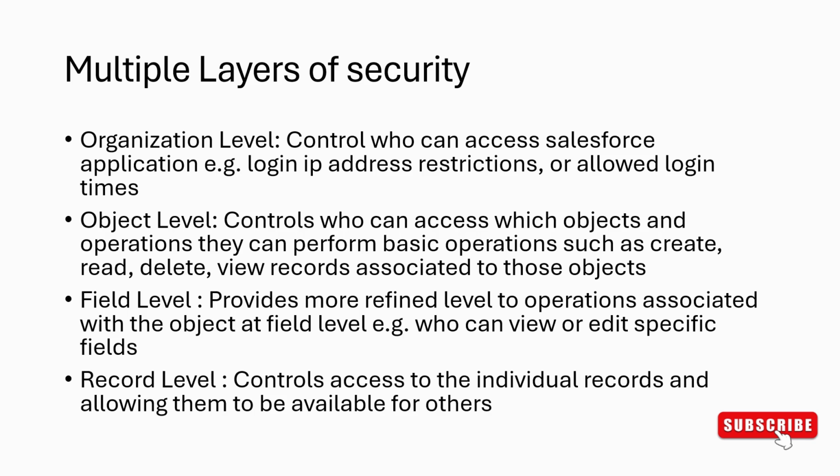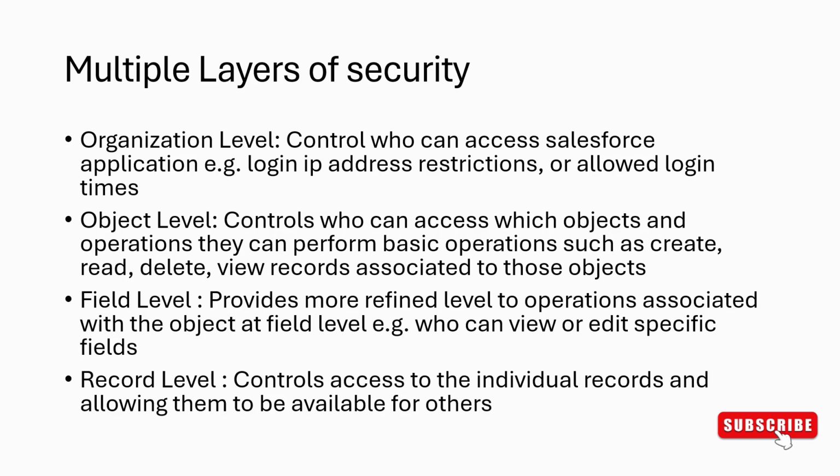Second layer of security is at object level. It controls who can access which object and what sort of operations he can perform on those objects, for example, whether he can create records or only read records, delete records, or edit records. Along with that, it will also provide you access to which records associated to those objects we can view. For example, if it is a child record, whether we can view it or not.